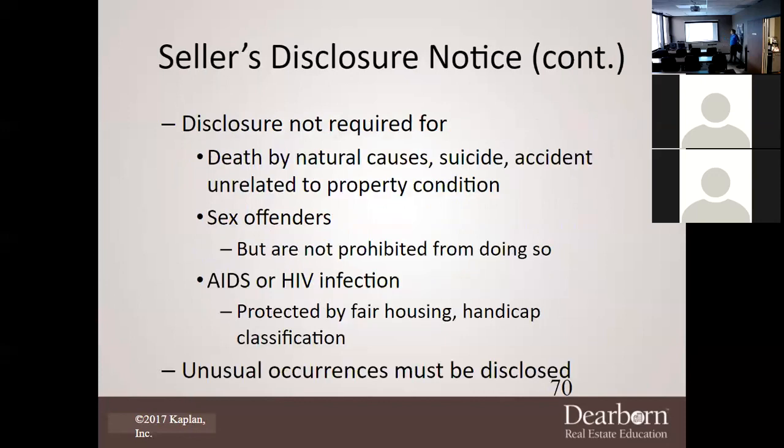Nope. Again, disclosure is not required for death by natural causes, suicide, or accident unrelated to property condition. Disclosure is not required for sex offenders, but sellers are not prohibited from doing so. You don't have to tell them, but you're also not prohibited. And again, this is the seller, not you as the agent. If they have AIDS or HIV, you cannot disclose. They are a protected class under Fair Housing, and they are classified as a handicap classification.